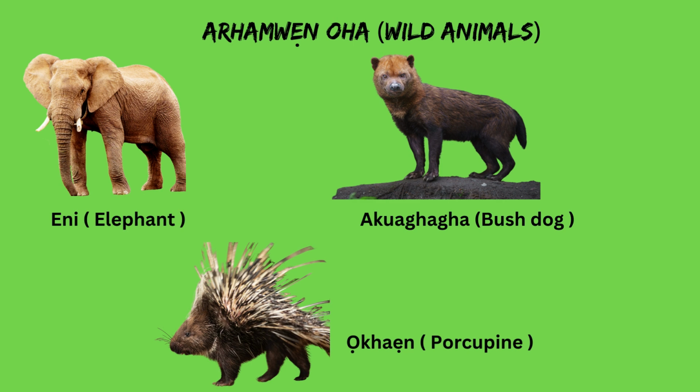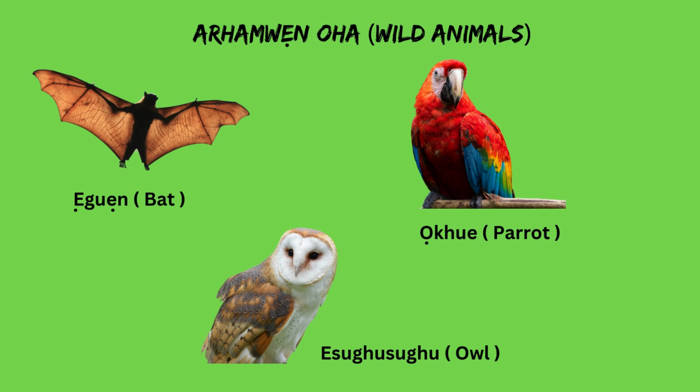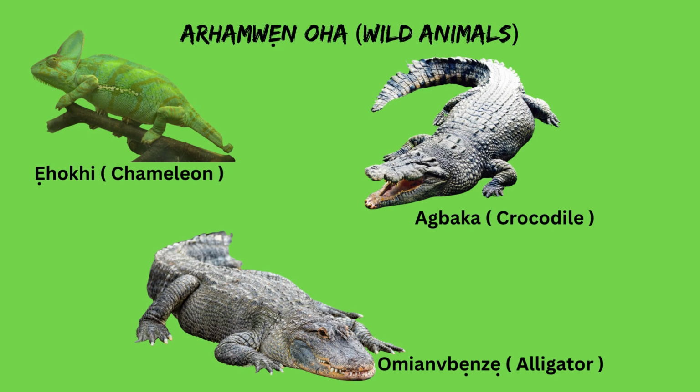Next, we'll look at the bat, which is Egwe. Ohwe is the parrot. Esugusugu is the owl. Notice the underdot under Egwe, the first E, and Esugusugu has no dot under the first E, so it's Egwe, Esugusugu. So the underdots affect the pronunciation of the letter.